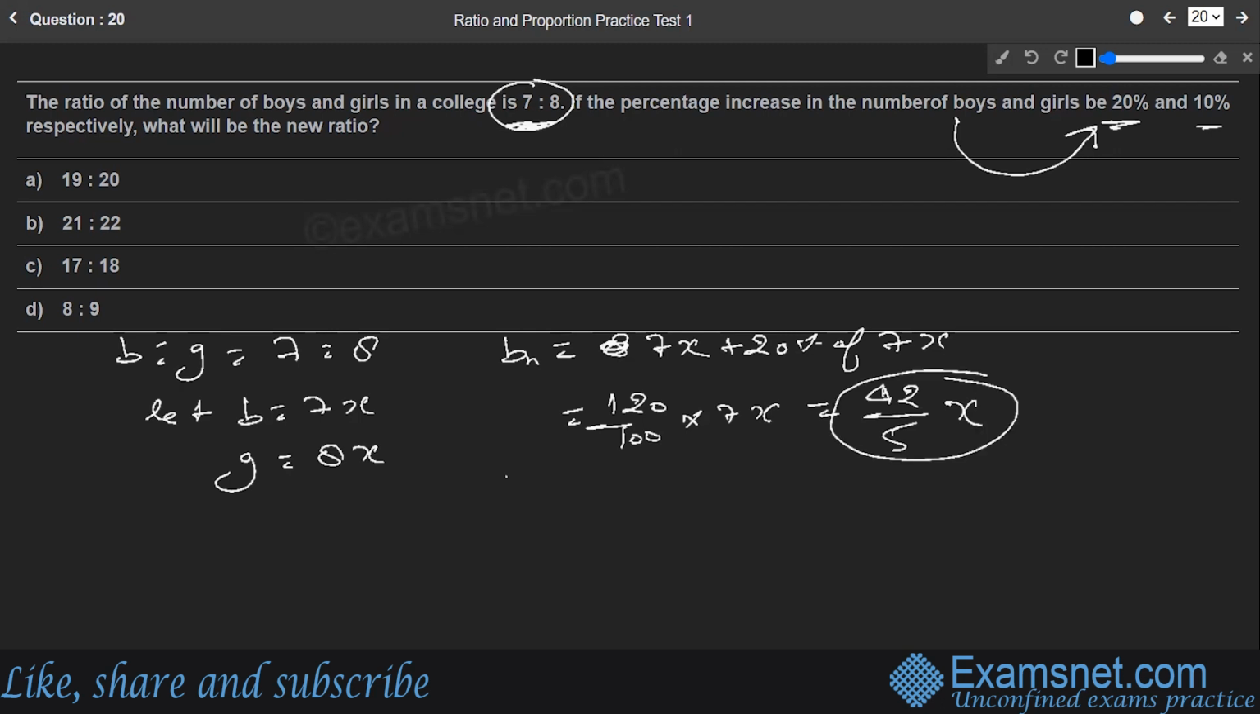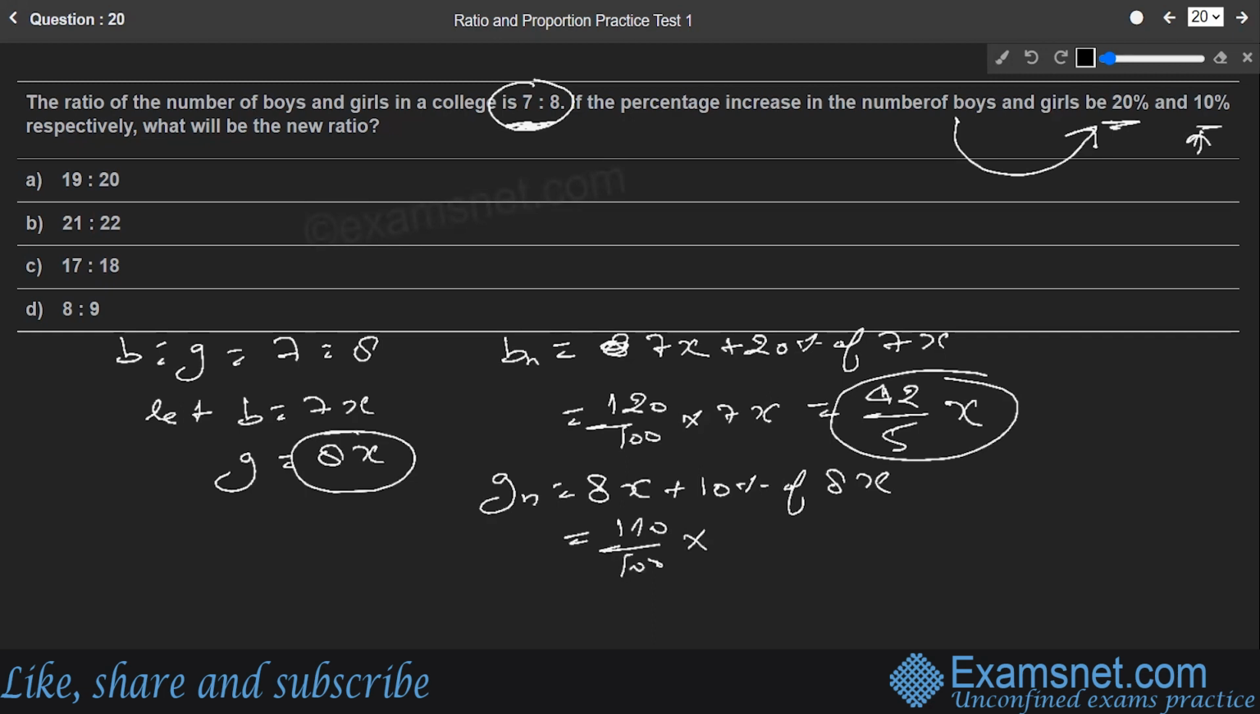What about the new girl strength? The girls' strength has been increased by 10%. The original girl strength was 8x. So the new girl strength will be 8x plus 10% of 8x, which is nothing but 110% of 8x. That is 110 by 100 into 8x. If you solve this, it comes out to be 44 by 5 x. So this is the new girl strength.